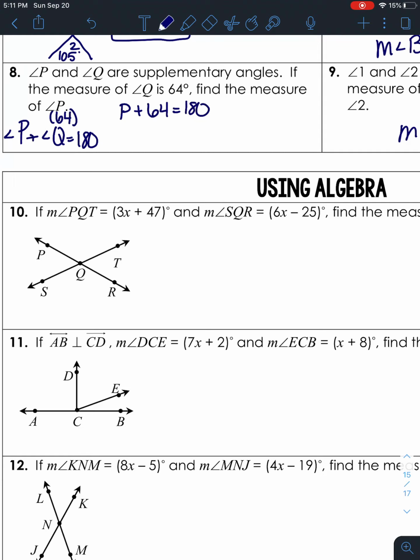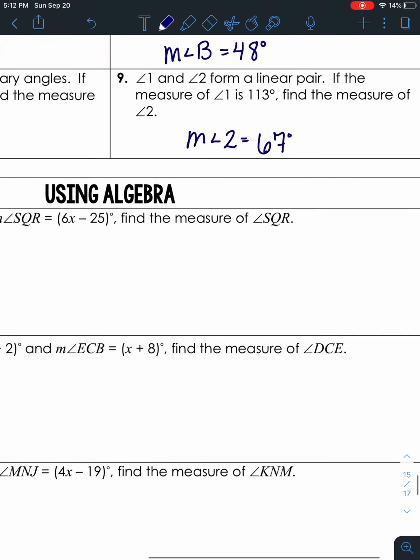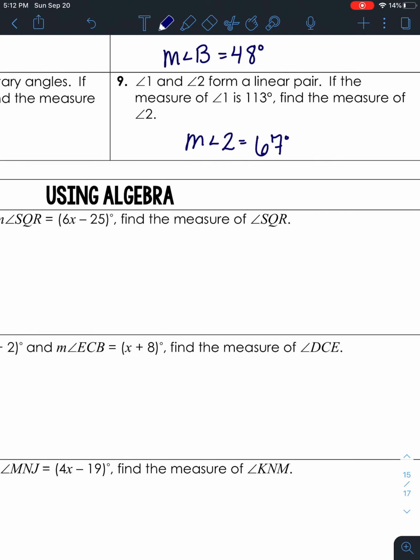When I solve here, I'm going to minus 64 from both sides, which means P equals, not 105, it's 116. 116 degrees. 9, you should get the measure of angle 2 is 67.